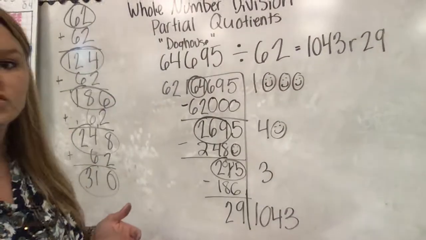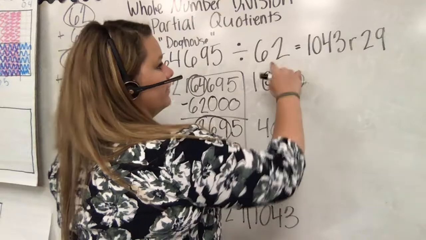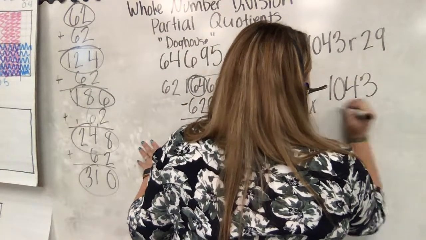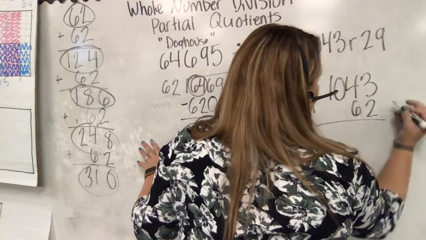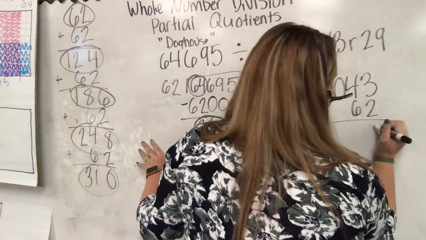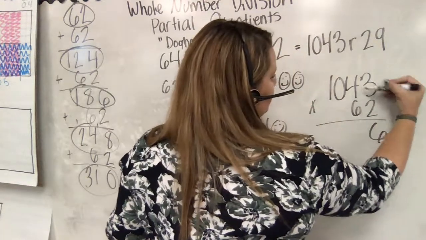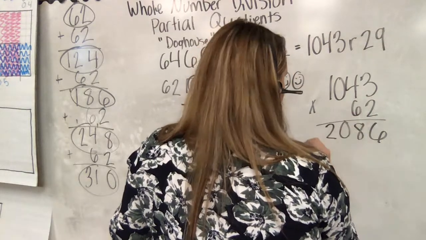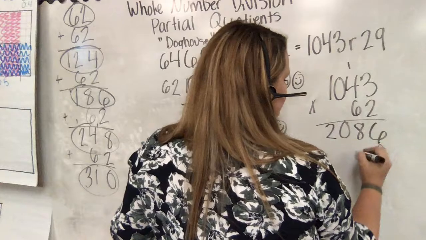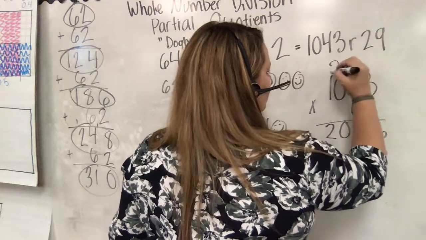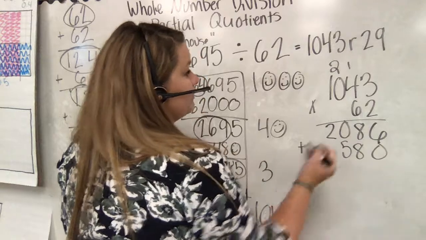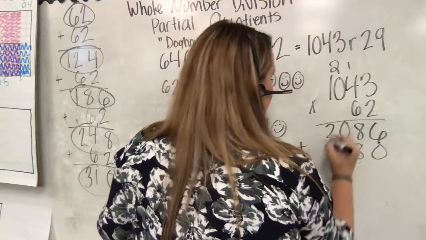So I'm going to multiply to check. I'm going to multiply 1,043 times 62 to check and see. 2 times 3 is 6. 2 times 4 is 8. 2 times 0 is 0. 2 times 1 is 2. Okay, 6 times 3 is 18. 6 times 4 is 24. Plus 1 is 25. 6 times 0 is 0. Plus 2 is 2. And 6 times 1 is 6.